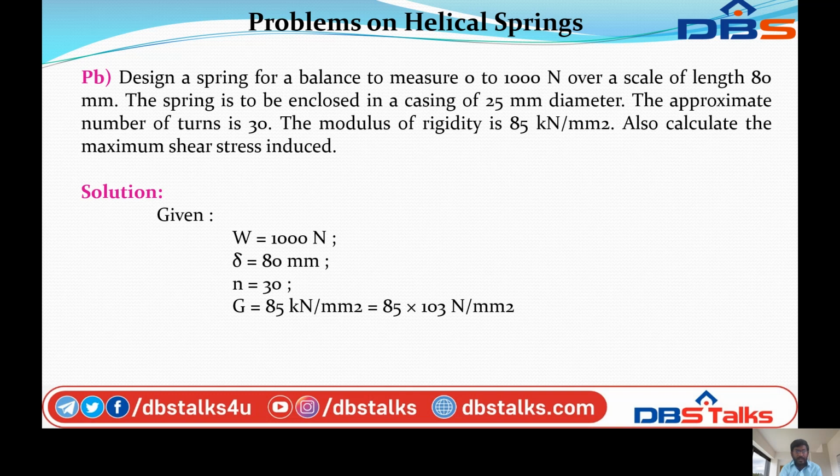So first of all, we can choose the given data. So what is the given? So weight W is equal to 1000 newtons is given. So delta is equal to 80 mm. So the number of turns N is equal to 30. So modulus of rigidity G is equal to 85 kN per mm square, that is equal to 85 into 10 cube Newton per mm square.